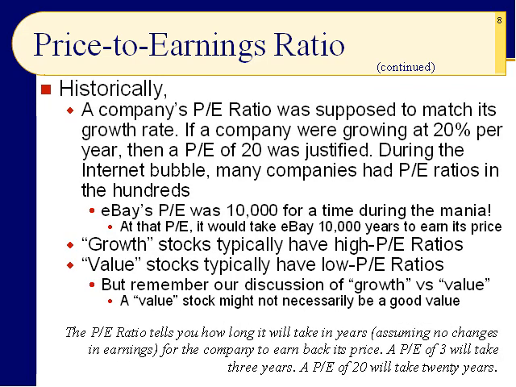And then, as we said, this is review, folks, on slide number 8. A company's PE ratio was supposed to match its growth rate. If a company were growing at 20% per year, then a PE of 20 was justified. During the internet bubble, many companies had PE ratios in the hundreds. I will never forget looking down at the Quotron machine, which was the machine we used before we had the internet, but we were still using Quotron, which has been around for decades. Looking down at the Quotron machine in the brokerage firm and seeing 10,000 for the PE of eBay.